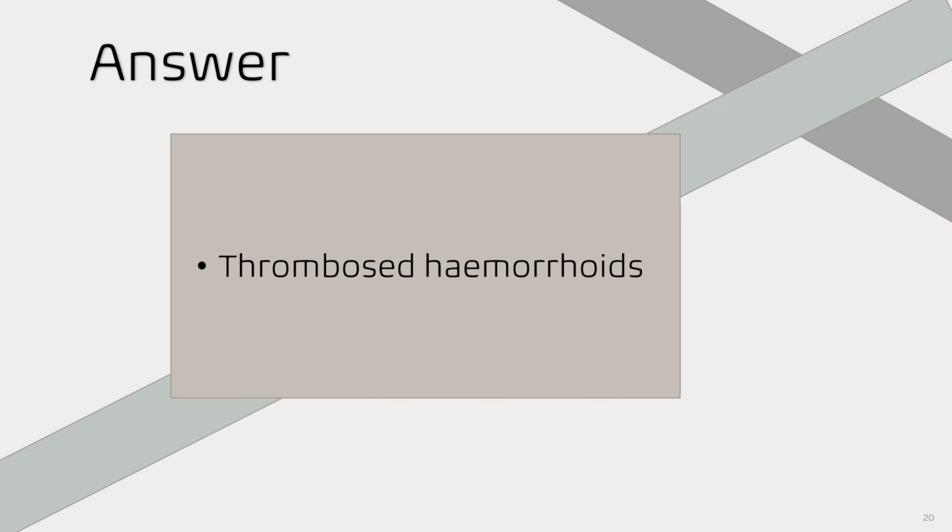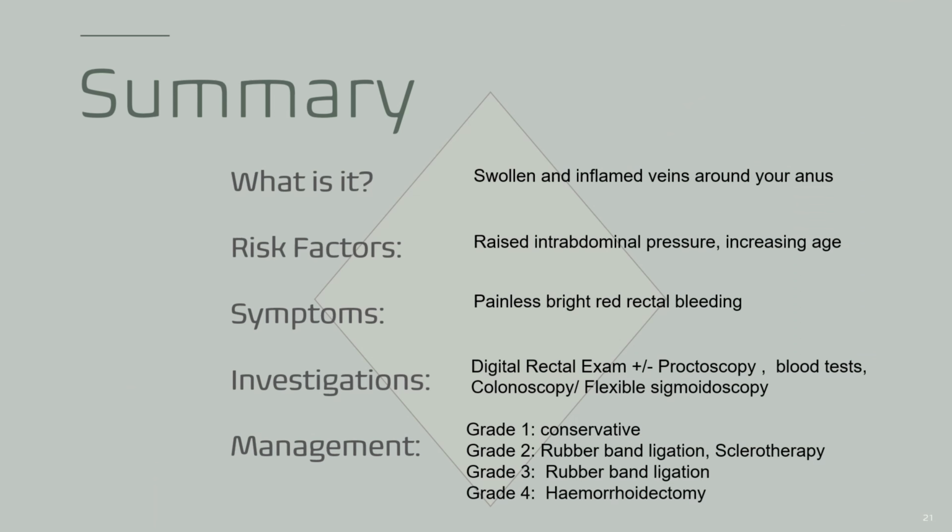Alright, let's have a look at the answer. So the answer is a thrombosed hemorrhoid. Now, thrombosed hemorrhoids are very painful. They are purple/blue in colour, and they can be seen bulging out of the anal canal. Alright, good job guys. That's all the questions for today, and here is a summary slide on everything that we spoke about today.